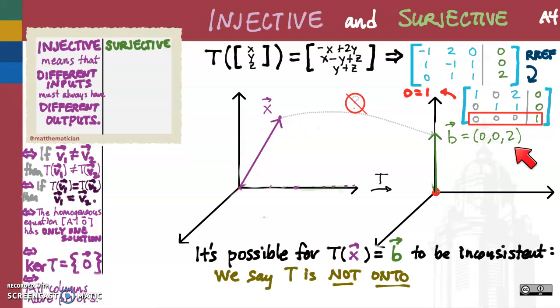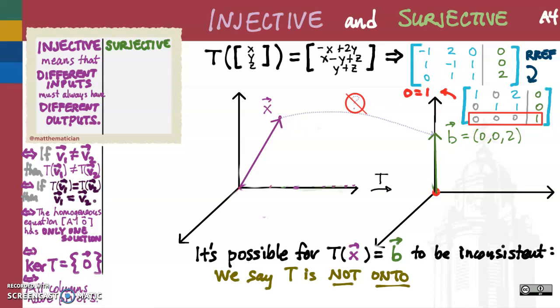So it's possible, for at least one choice of b, for T of x equals b to be an inconsistent equation. So from our language of sets and functions, we would say that T is not an onto function, because there's something in the codomain which is not realized as the image of something from the domain. In particular, in this example, we've shown 0, 0, 2 is such a thing.